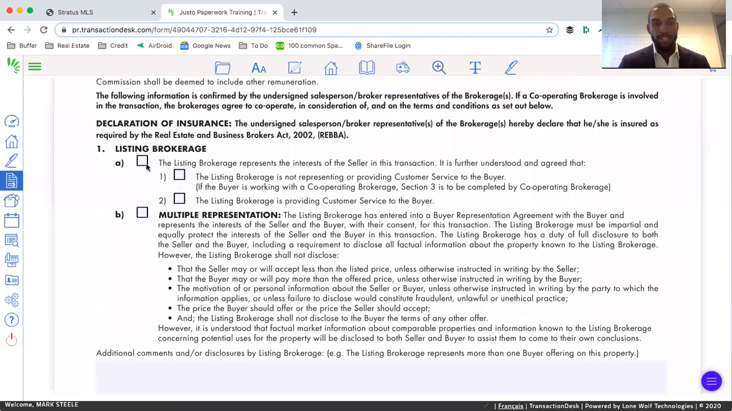Going to these boxes here, I normally click off A and then 1. So listing brokerage represents the interest of the seller in this transaction. And it's further understood and agreed that the listing brokerage is not representing or providing customer service to the buyer. So what this means is, again, it's explicitly clear the seller works with the seller's agent or the listing agent, and they are not giving us any customer service to our buyer and our buyer client, okay?